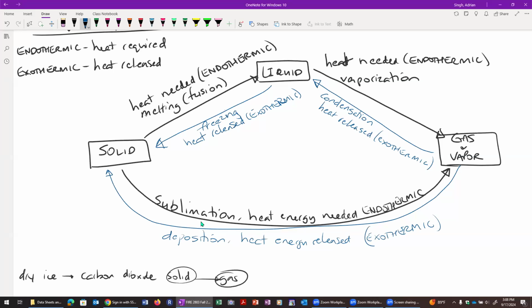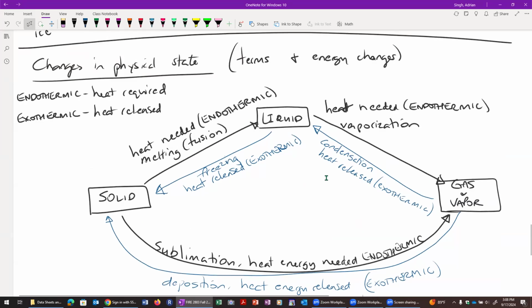Okay, so you'll see different variations of a diagram like this if you look on the online resources, but the idea is the same, right? So you have the three physical states that we can connect via these phase changes or changes in physical state. We need to know the terms associated with them, but also the energy changes associated with them as well.